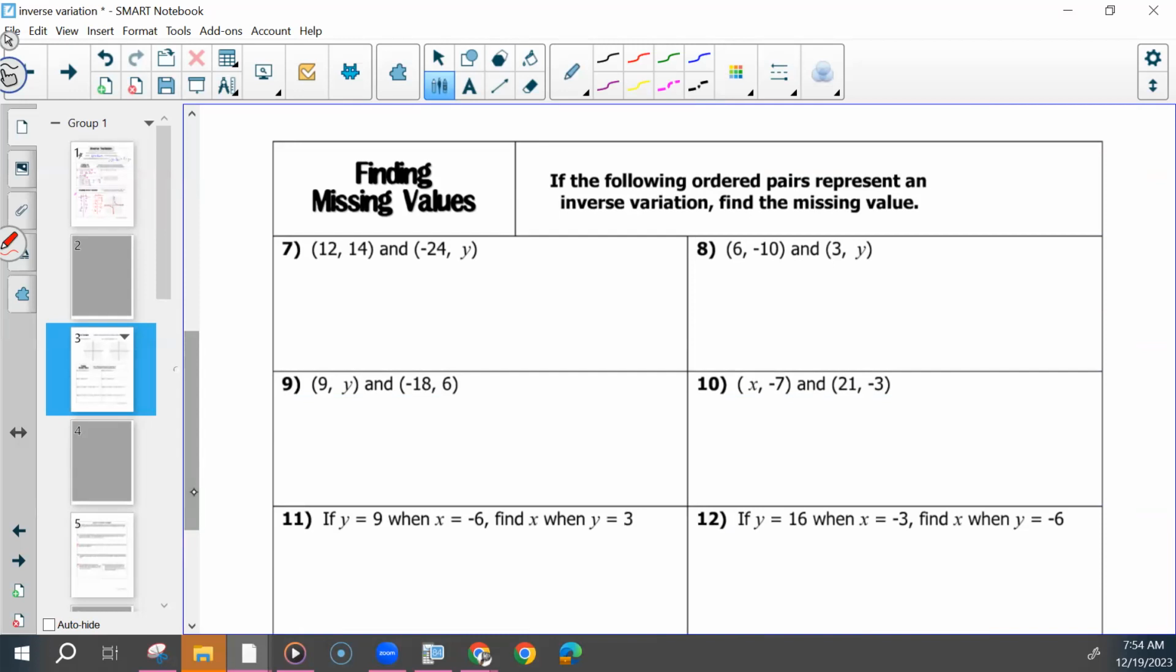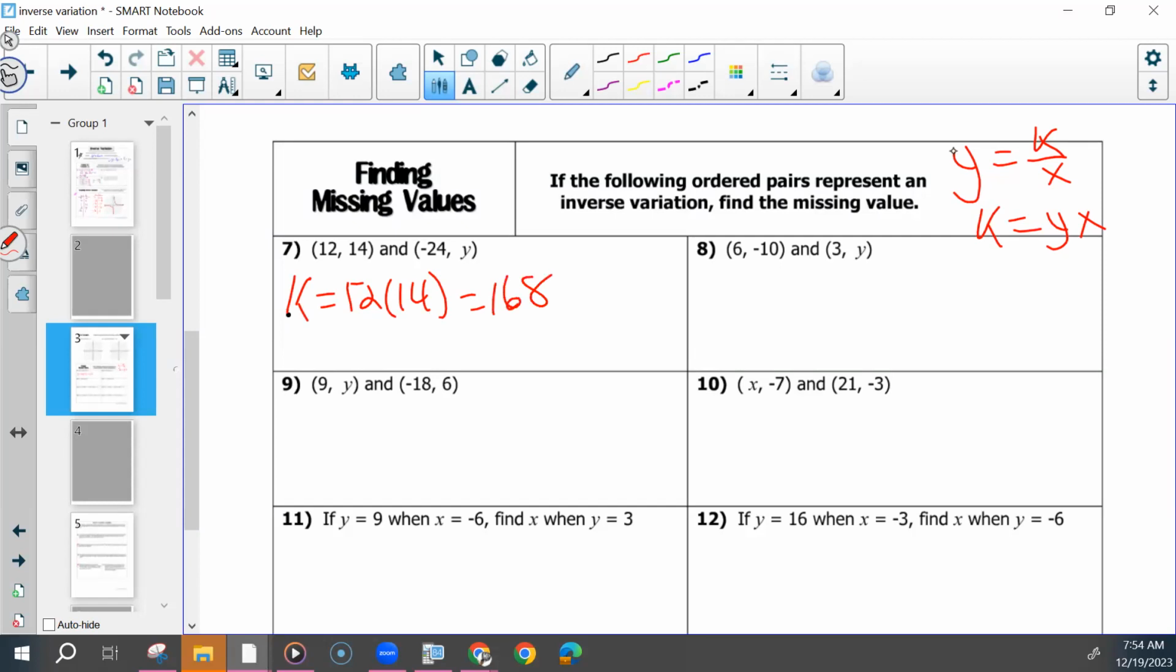So we're going to do the same things we did with direct. Use our two equations, which I'll write up here: y equals k over x, and k equals y times x, to find the missing values. So for number 7, if we were finding the y value, use the two values you have to find k. Multiply them together, 12 and 14. Figure out what that is. 168.